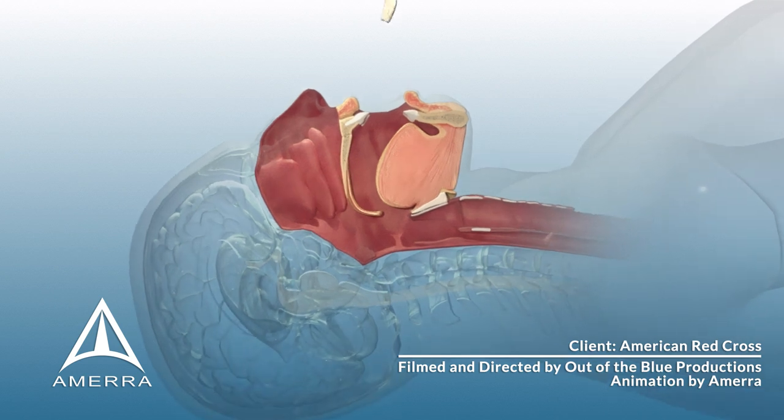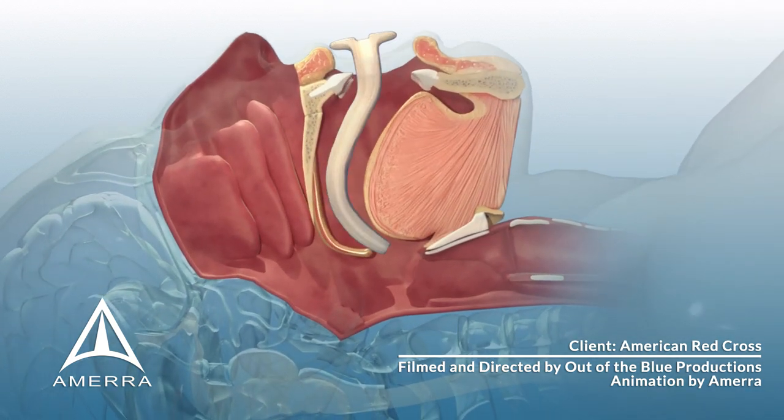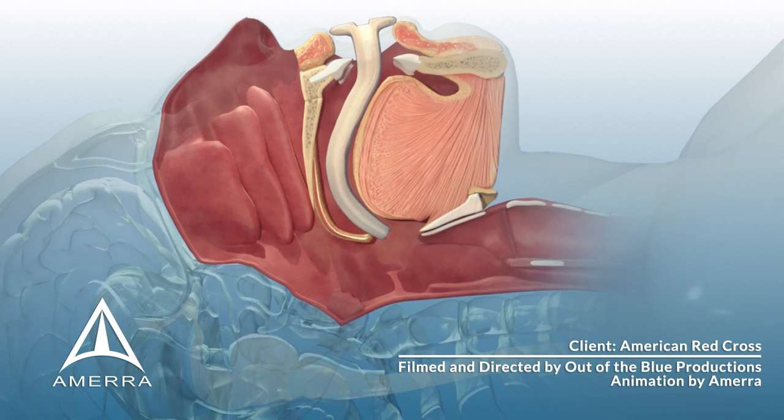When properly inserted, the OPA fits over the tongue and holds it up and away from the posterior pharynx. The flange should rest on the patient's lips.